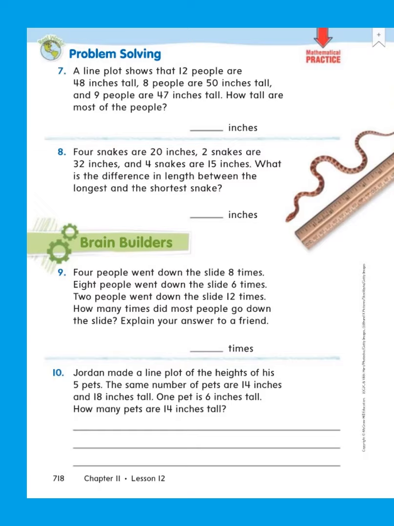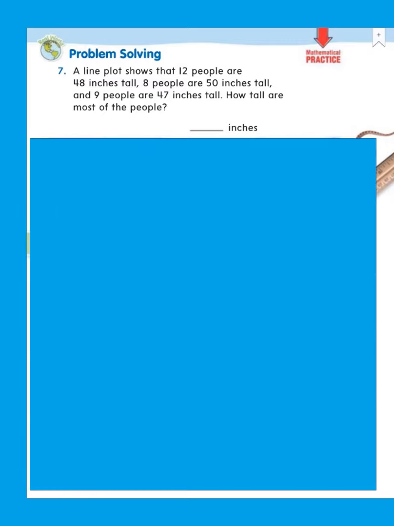A line plot shows that 12 people are 48 inches tall, 8 people are 50 inches tall, and 9 people are 47 inches tall. How tall are most of the people? Oh, please don't do this one in your head. Try this. Let's make a line plot.